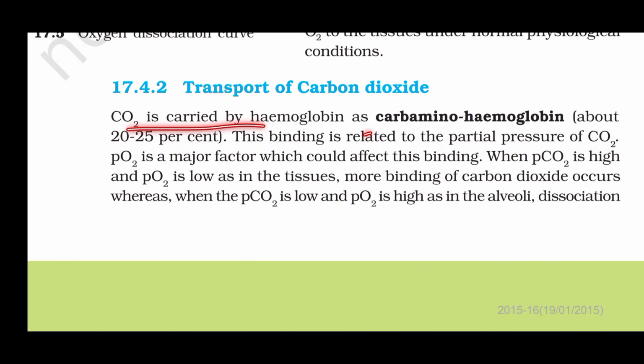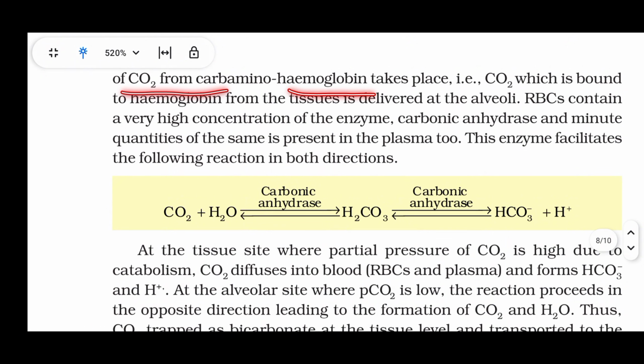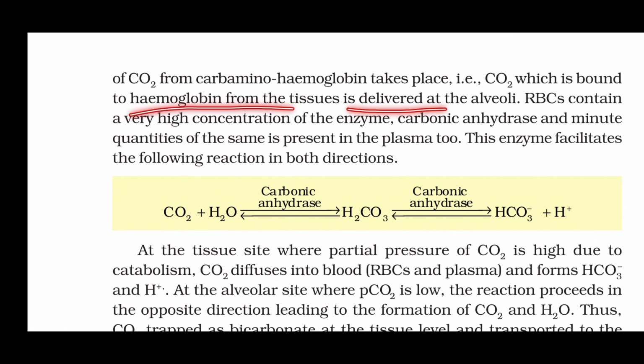CO2 is carried by hemoglobin as carbaminohemoglobin, about 20-25%. This binding is related to the partial pressure of CO2. PO2 is a major factor which can affect this binding. When PCO2 is high and PO2 is low, as in the tissue, more binding of carbon dioxide occurs, whereas when the PCO2 is low and PO2 is high, as in the alveoli, dissociation of CO2 from carbaminohemoglobin takes place. That is, CO2 which is bound to hemoglobin from the tissue is delivered at the alveoli.